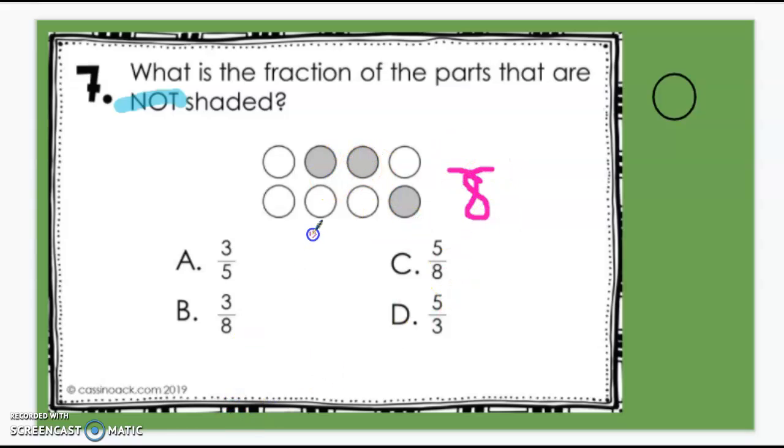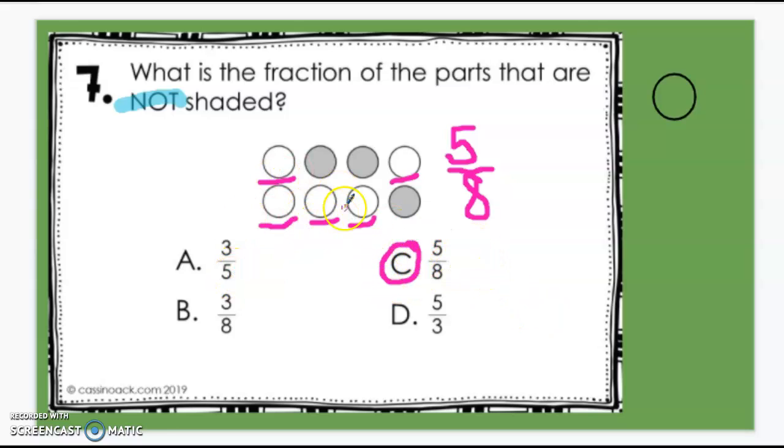And then I want the parts that are not shaded. So I want to count 1, 2, 3, 4, 5. 5 pieces or 5 circles that are not shaded, okay? Now, we're gonna circle our correct answer so we don't get confused in a second, but then I'm gonna go over something else. So 5/8 are not shaded, so the correct answer here is letter C.